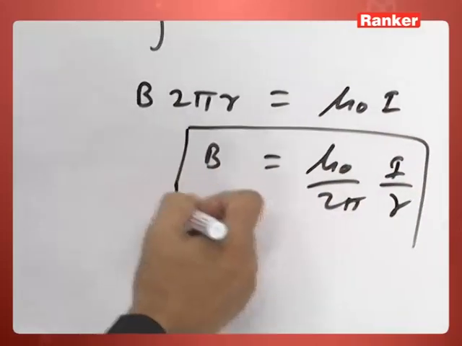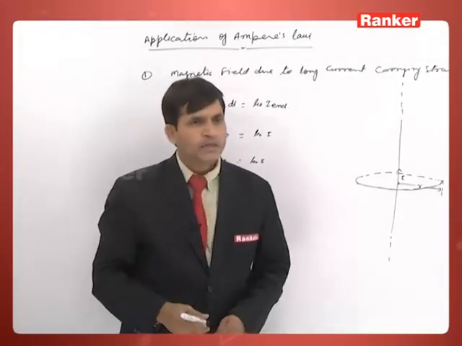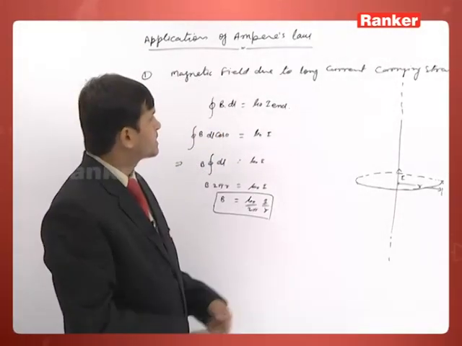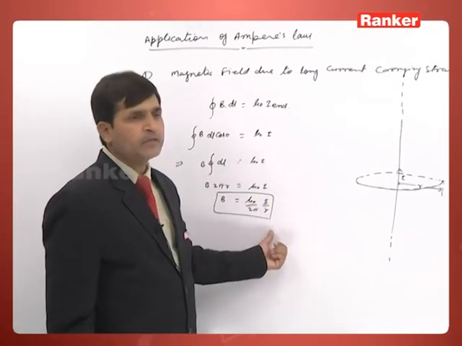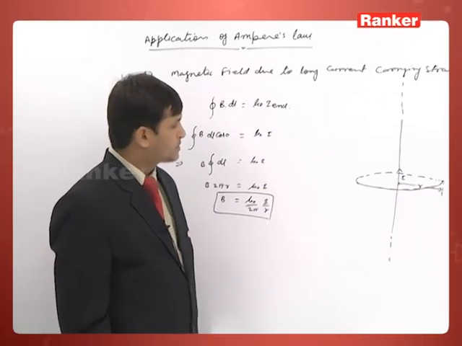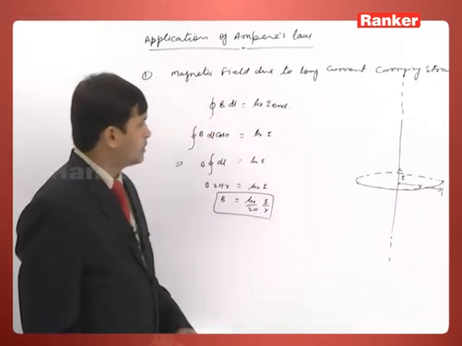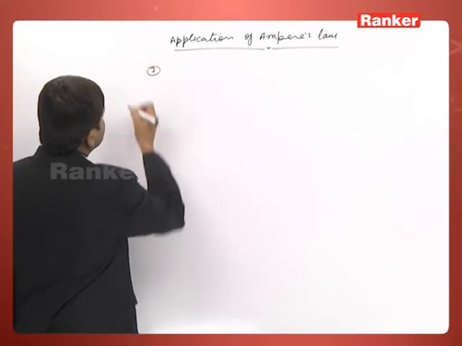This is the magnetic field due to a current carrying straight long conductor, the same as we found using Biot-Savart law. Now see another application.